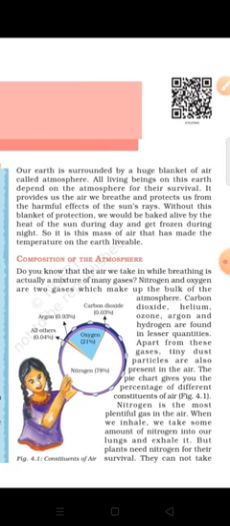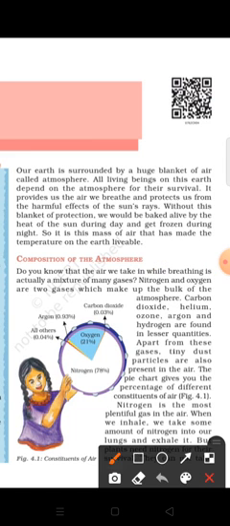Do you know that the air we take in while breathing is actually a mixture of many gases? Nitrogen and oxygen are the two gases which make up the bulk of the atmosphere. Bulk means you can easily see them in the constituents of the air. Here is a circle. So 21% we have oxygen, which we can call O2.